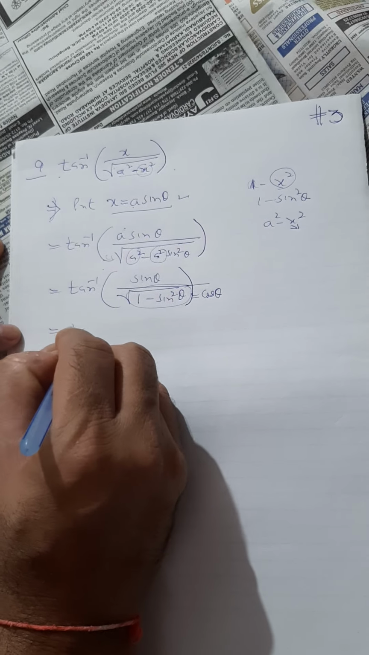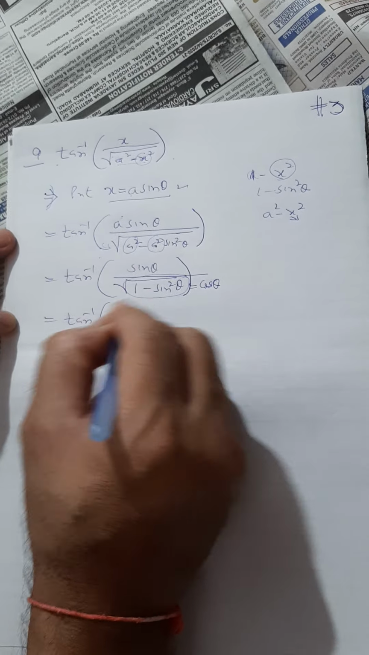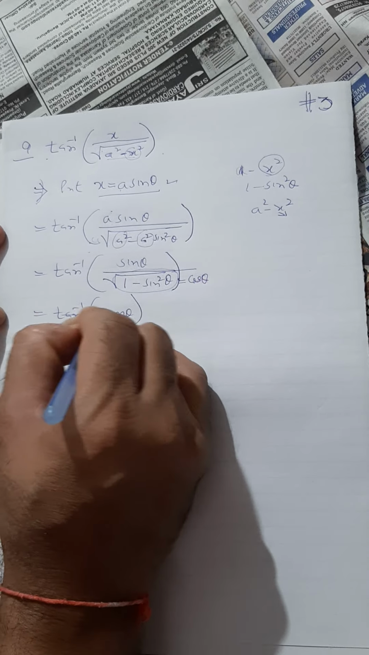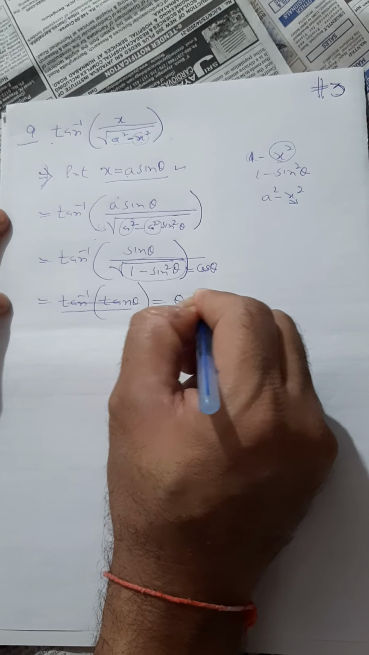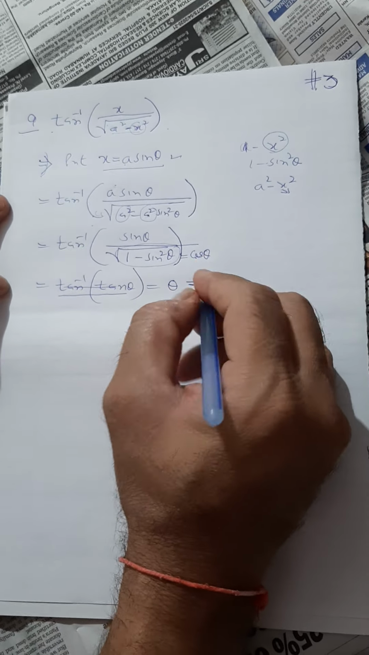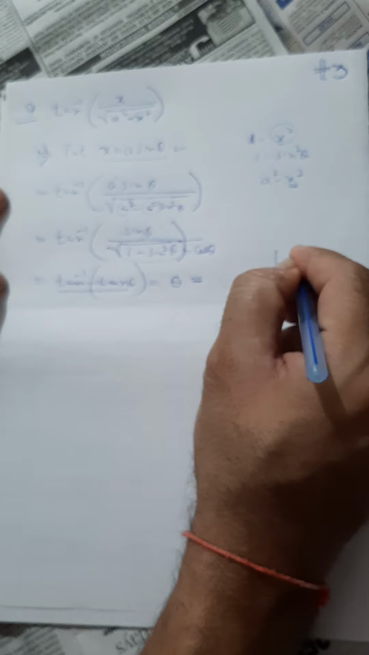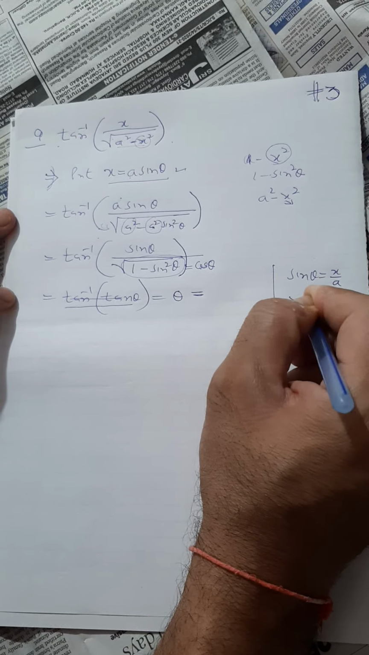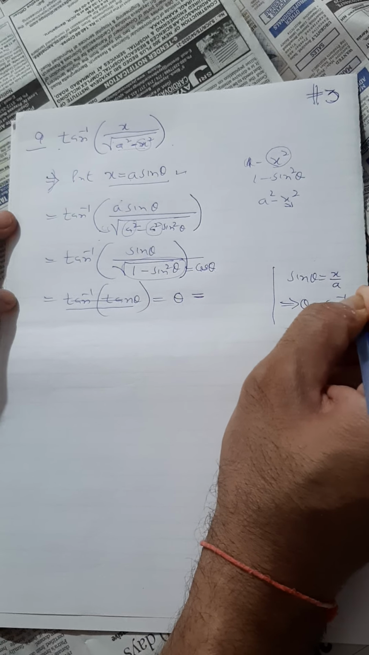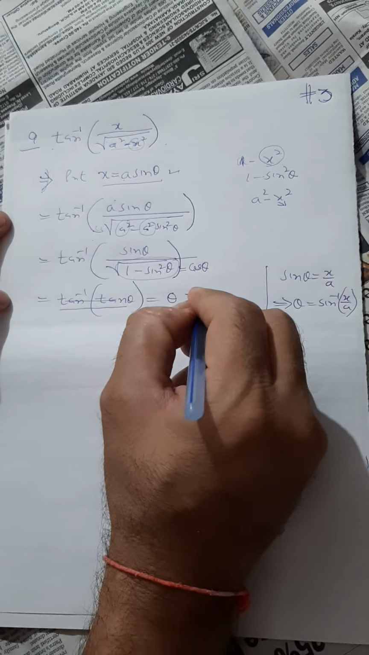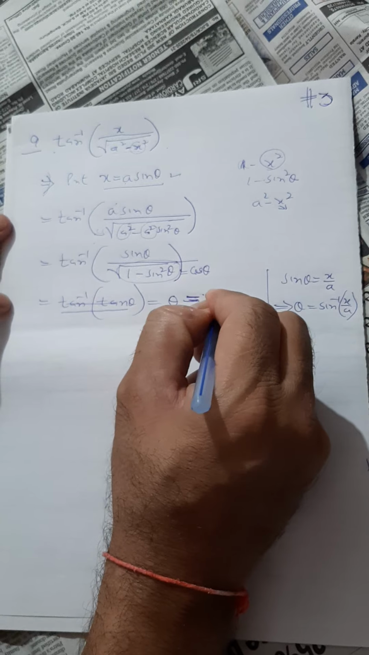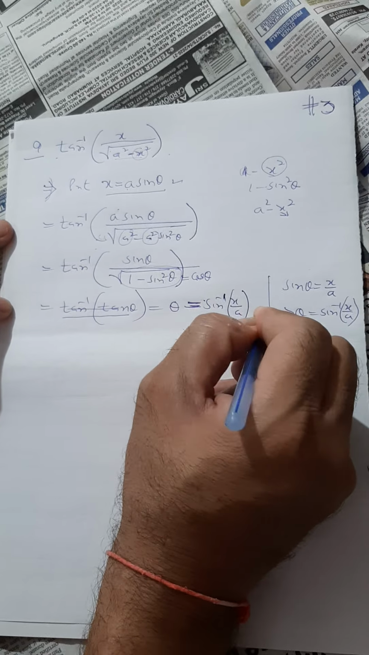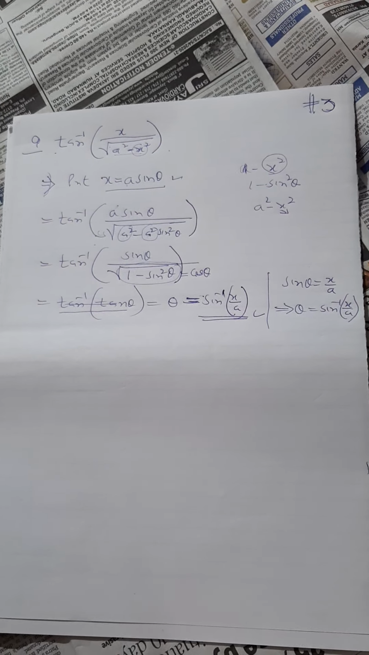So here you will get tan inverse of sine theta upon cos theta, which is tan theta. This will get cancelled internally, so this is just theta. And here you can find theta from this. So sine theta from the substitution is x by a. So it implies theta will be sine inverse x by a. So the final simplification is sine inverse of x by a. This is the most simplified form of the given expression.